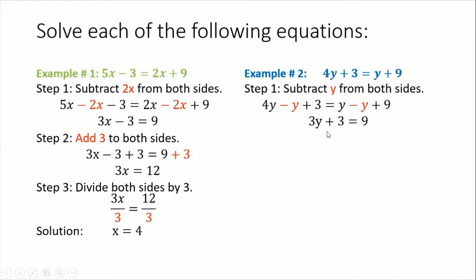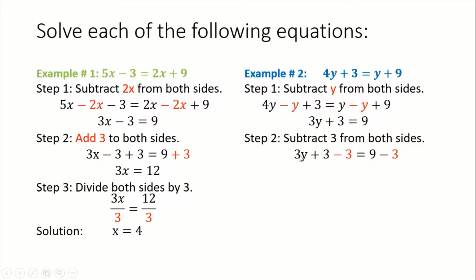At this stage now, you're going to transfer the constant on one side, which means that we want this plus 3 over where 9 is. How can we transfer it over to where 9 is? We can do that by subtracting 3 from both sides. How would you state this? You would state this as 3y plus 3 minus 3 is equal to 9 minus 3. At this stage, what are you going to do? You're going to simplify.